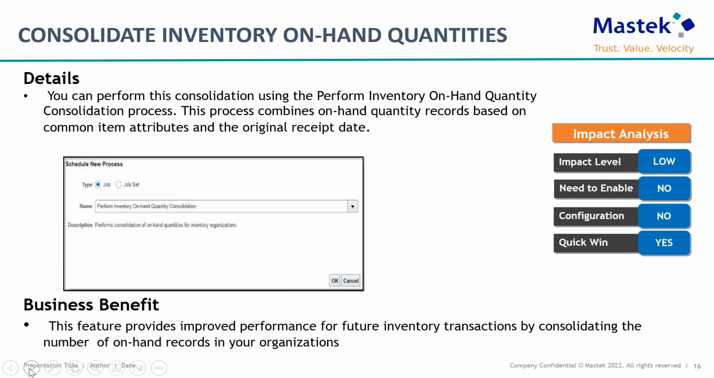The feature will provide an improved performance for future inventory transactions by consolidating the number of on-hand records in your organization. Generally, in the backend table, while the on-hand quantities are stored, there are certain tables which will be recorded. In the updated feature, they have consolidated those so that the on-hand quantities will now be much clearer when stored in the backend tables of the system. The impact level is low when we talk about the impact analysis. No, you do not need to enable this feature. This will come seeded. Configuration is not required, and yes, it will be a quick win for you.